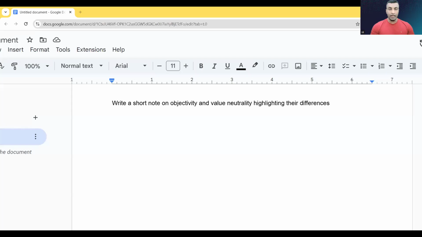So here we will be discussing the question and answers. So I'll share one question and then we can look at the answer also. It's a direct, straightforward question. So write a note on objectivity and value neutrality, highlight that difference. So guys, it's a very straightforward answer.